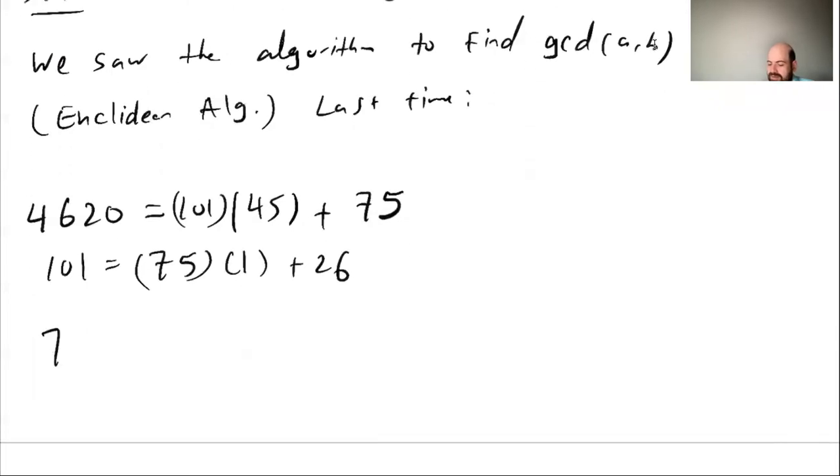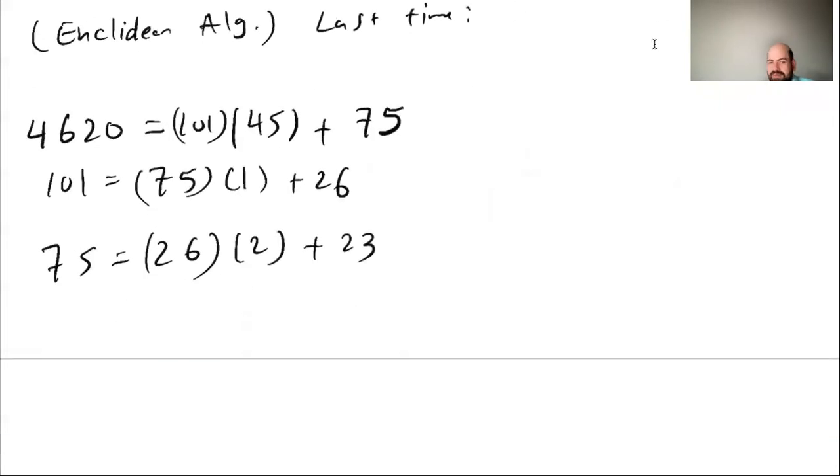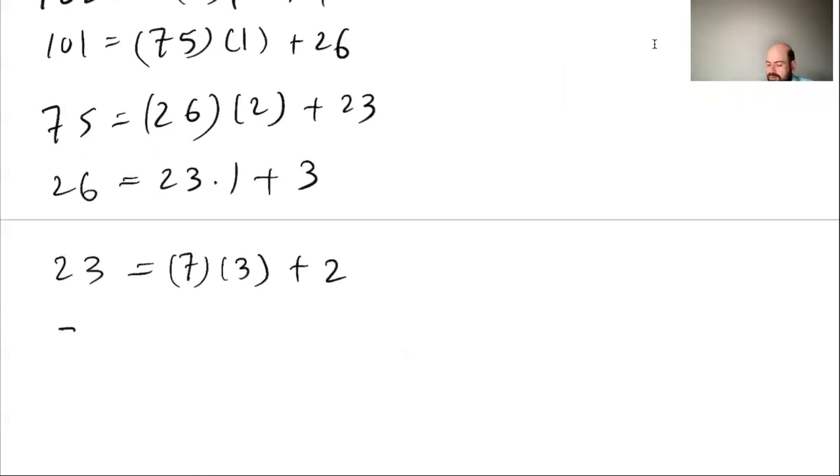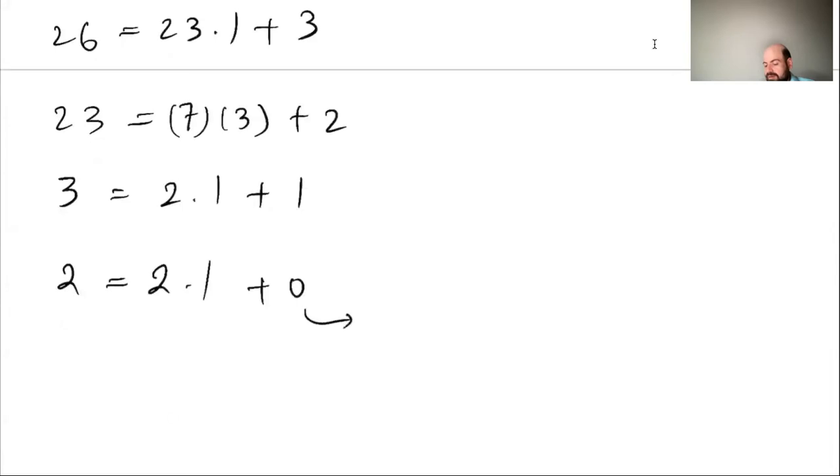So 75, if I divide it by 26, is 26 times 2 plus 23, and then 26 by 23, 26 is 23 times 1 plus 3, and then 23 and 3, 23 is 7 times 3, quotient is 7, plus 2, and then 3 and 2, 3 is 2 times 1 plus 1, and then 2 and 1, 2 is 2 times 1 plus 0.